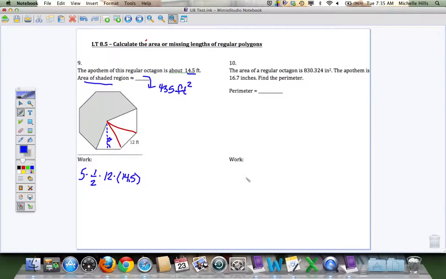My area, which is 830.324, is equal to 1/2 times the apothem times the perimeter. So I end up with 830.324 equals 8.35 p, which means the perimeter, by the time I divide both sides by 8.35, is 99.4 inches.